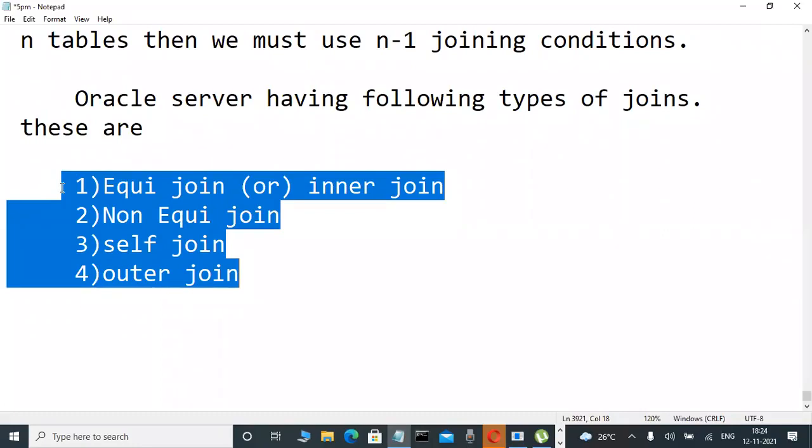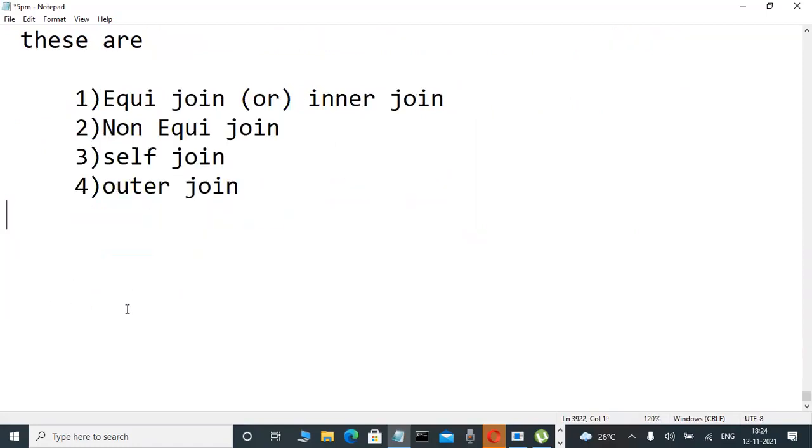But from Oracle 9i onwards, along with these joins, there are some other joins, same like in all other databases. Those joins are also supported by Oracle from the 9i version onwards. That is called 9i joins or ANSI joins. Very, very important. First, write the terminology, then I'll tell you about the 9i joins.